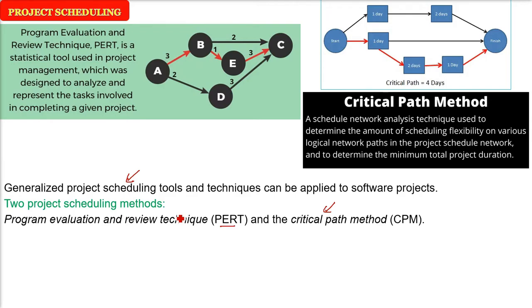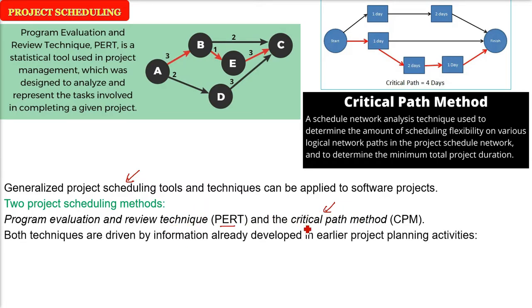But PERT actually came first. CPM is a refinement, a way to represent where we definitely want our critical path to be seen. So PERT, Program Evaluation and Review Technique, is a statistical tool used in project management that was designed to analyze and represent the tasks involved in completing a given project. The critical path method, CPM, is a schedule network analysis technique used to determine the amount of scheduling flexibility on various logical network paths in the project schedule network and to determine the minimum total project duration.